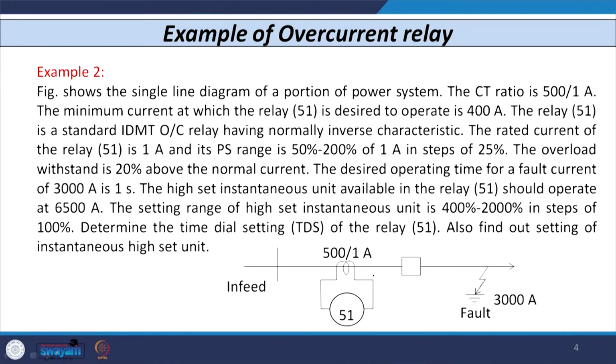Let us also consider another example in which a similar type of figure is given, where the relay is known as 51. So, let us also solve this example. What is given in this example? There is a relay connected in the feeder, the fault current magnitude given is 3000 ampere, the CT ratio given is 500 by 1, and the relay is an IDMT overcurrent relay. As I told you earlier also, the relay is always denoted by a standard number. So, the number given to the overcurrent relay is 51. So, here it is written 51.